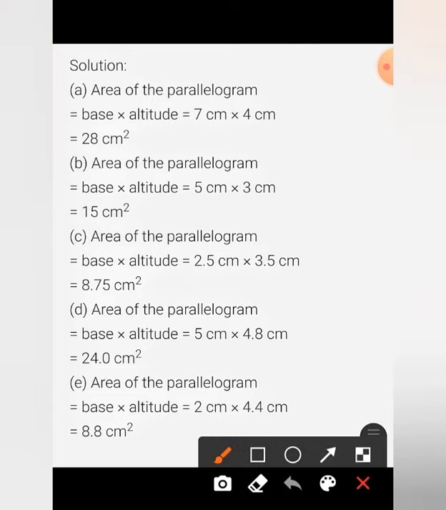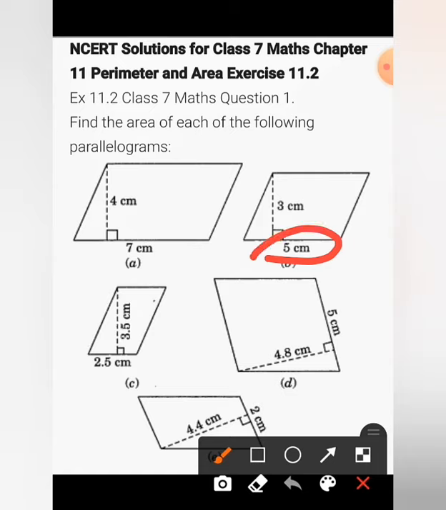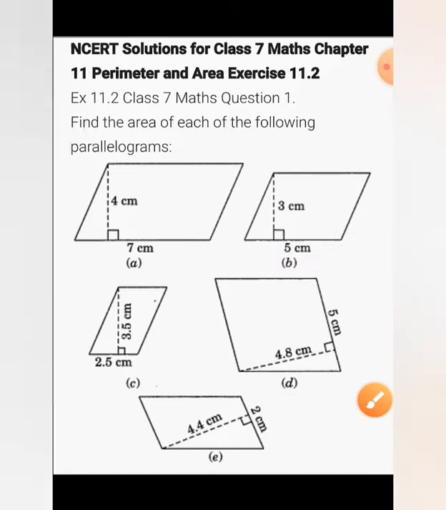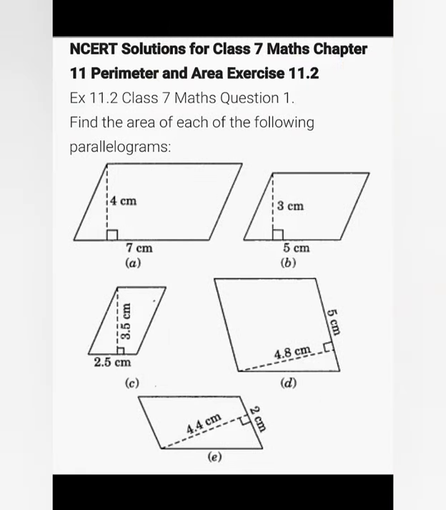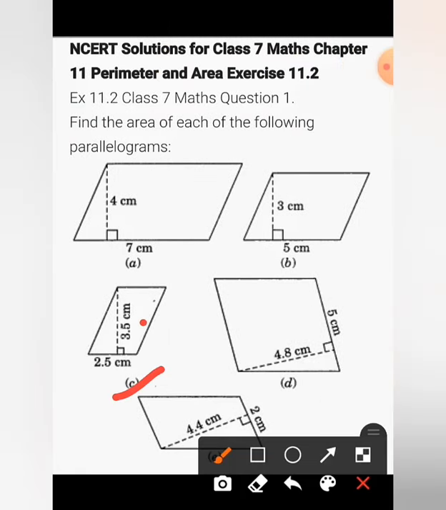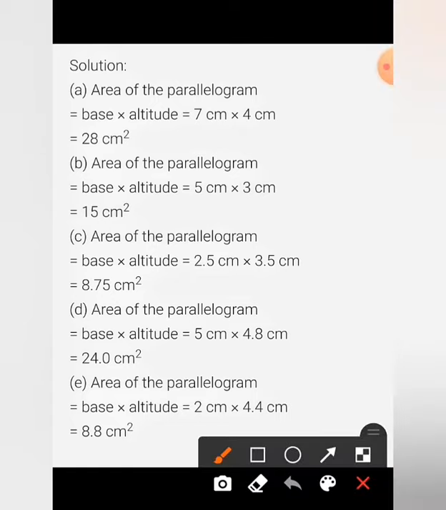Similarly for B part, again area of parallelogram, same formula, base into height. For second figure B part, if you see, this is the base 5 centimeter and 3 centimeter is the height. So we have to multiply these both. So 5 centimeter into 3 centimeter. So 5 threes will be 15 and centimeter 2 times. Okay, so centimeter square. Now C part, again area of parallelogram. If you see the third figure, this one C part, this is our height 3.5 and this is our base 2.5. So now we need to multiply. Both are decimal numbers, so we need to multiply carefully. Area of parallelogram, base into height or base into altitude.